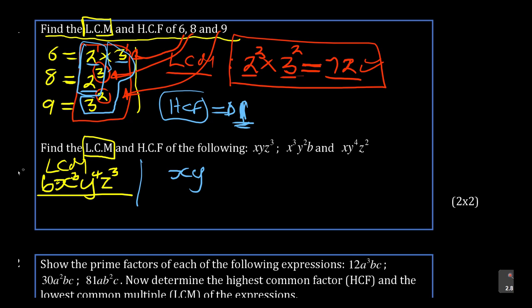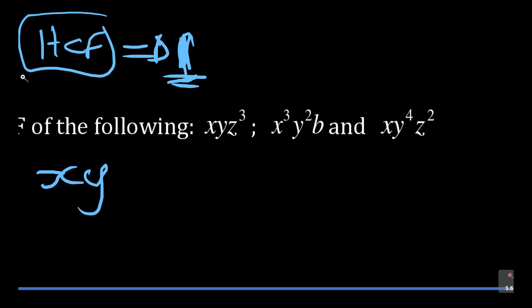So you look at the first one, this one, if I make it big, you can see that X here was power 1. If you don't see any power, it means there is a 1. Even here, Y, there is a 1. But here Y is a 2. Here, Y is a 4. So you take 1 as the smaller power.